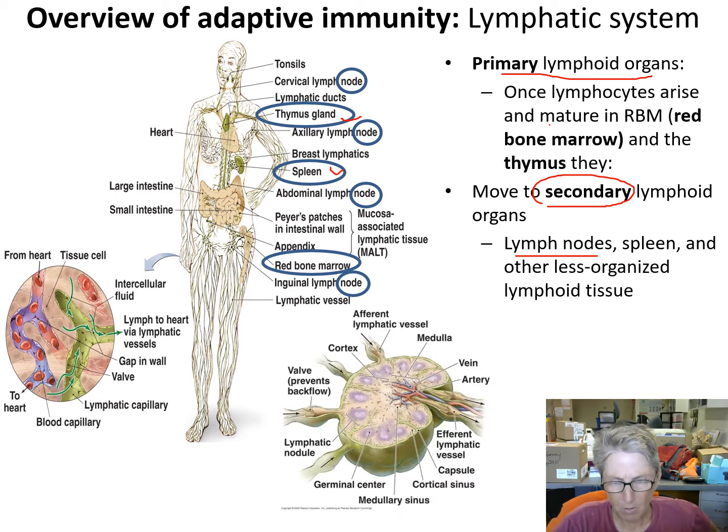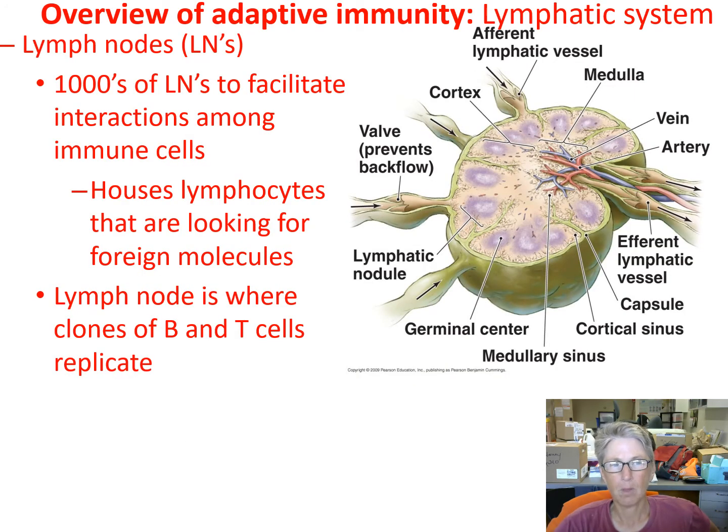And this is a cartoon of a lymph node. So this outer region here is the cortex, and then the inner region is the medulla. You probably remember this from the kidney. And then this is a lymphatic nodule. Within the lymphatic nodule, you have a germinal center where B cells and T cells can proliferate. There's thousands of lymph nodes in your body to facilitate interaction among immune cells. So like I said, the lymph nodes house the lymphocytes in a lymphatic nodule, specifically the germinal center.